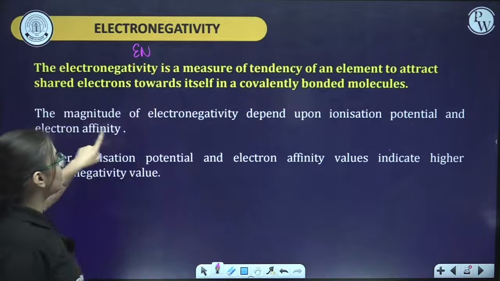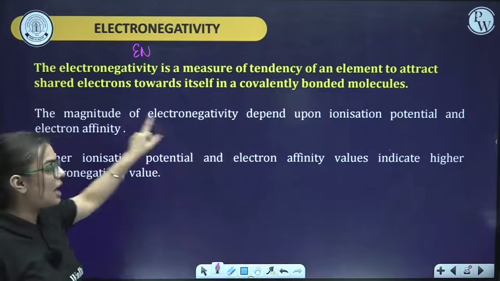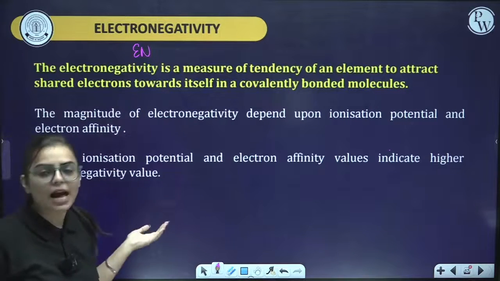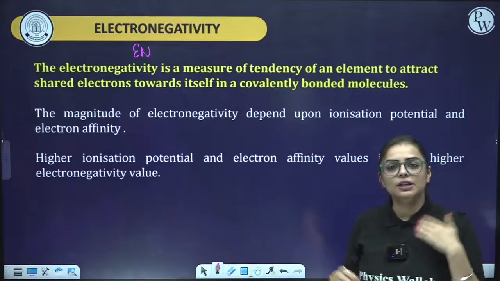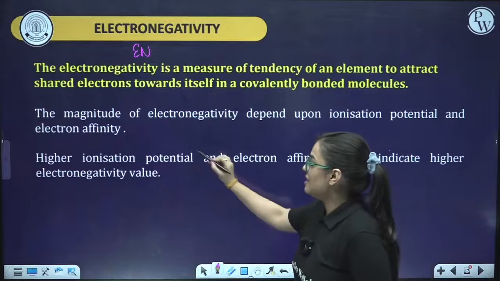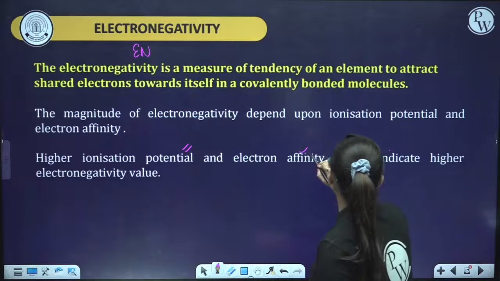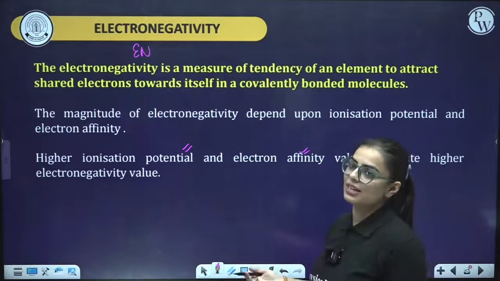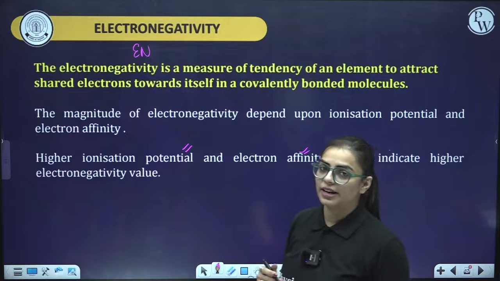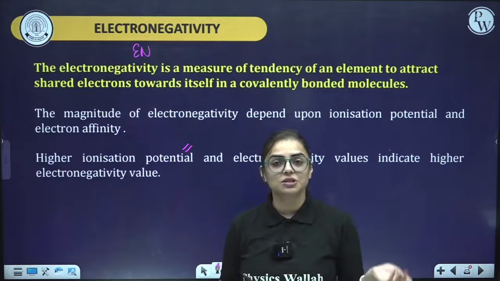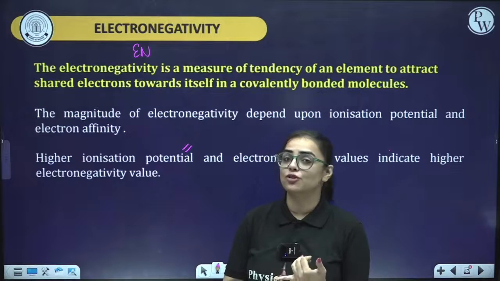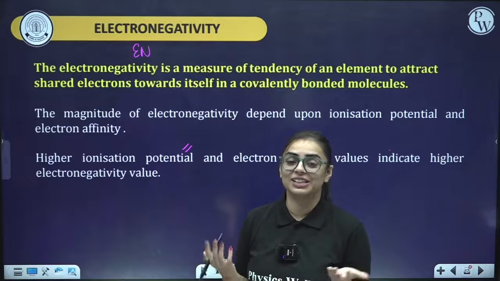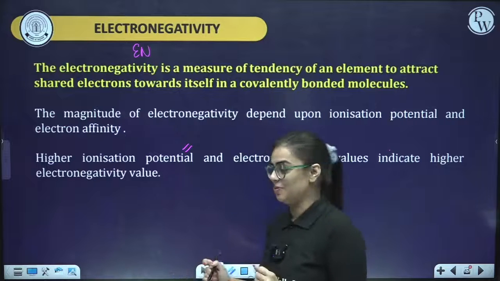The magnitude of electronegativity depends upon ionization potential and electron affinity. Ionization potential, enthalpy you have already studied. Now we will do electron affinity in the next class. Higher ionization potential and electron affinity values indicate a higher electronegativity value. See, all the trends are basically inversely proportional to size. If size increases, ionization enthalpy will decrease, electron affinity will decrease, electronegativity will decrease. So the factors are quite the same for all of them.